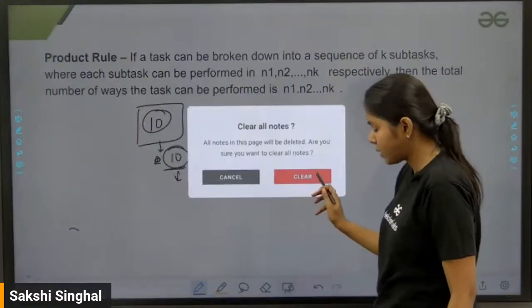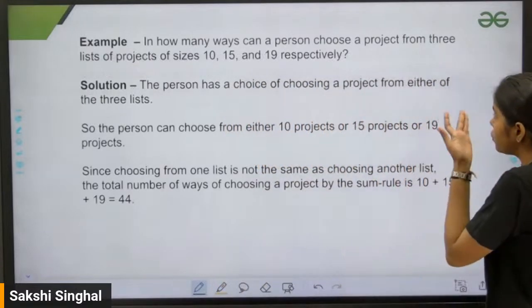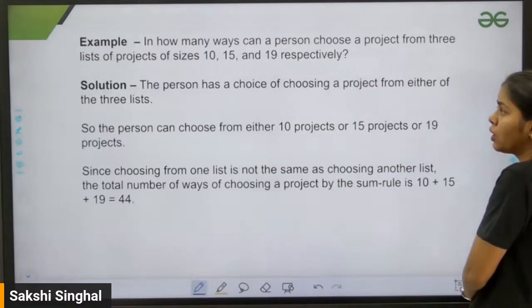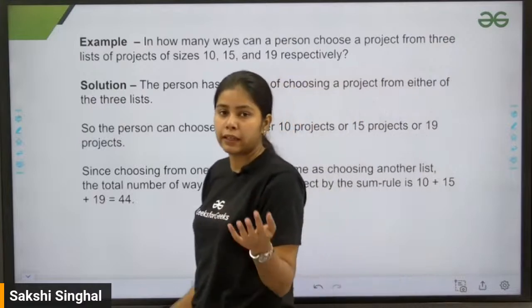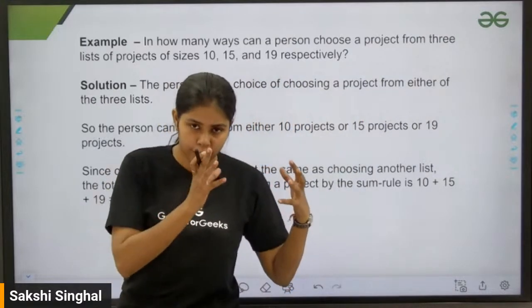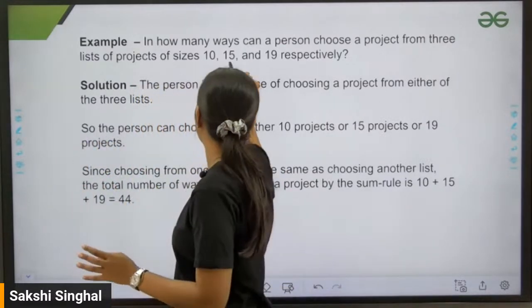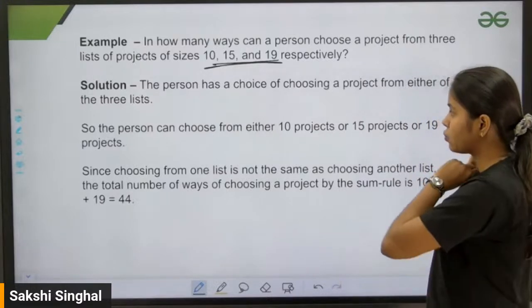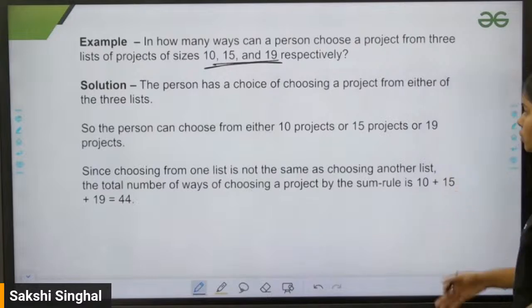Let's take one more example for this. In how many ways can a person choose a project from the list of projects of sizes 10, 15 and 19? So that means the person has options that he can choose from the first 10 projects, from the second 15 projects, and from the third 19 projects, right? So he has to choose from these three lists of projects. The person has a choice of choosing a project from either of the three lists.